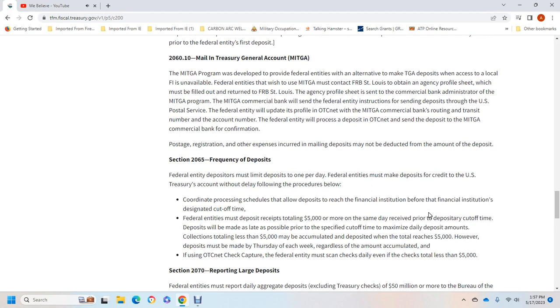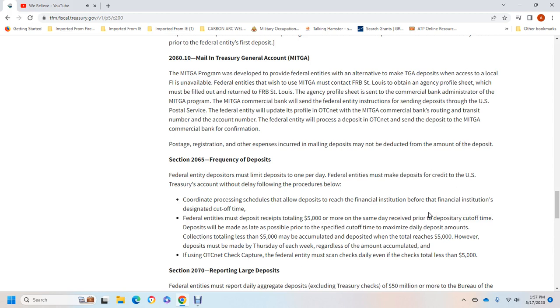Section 2065: Frequency of deposits. Federal entity depositors must limit deposits to one per day. Federal entities must make deposits for credit to the U.S. Treasury account without delay, following the procedures below.